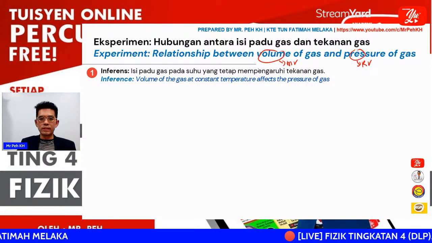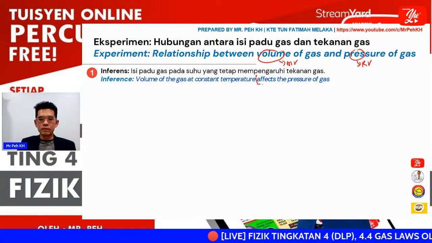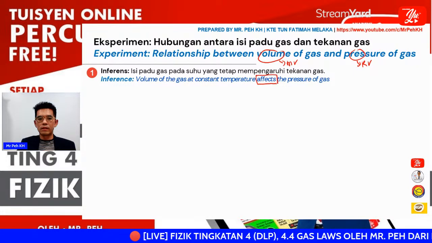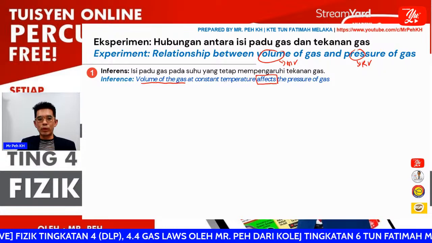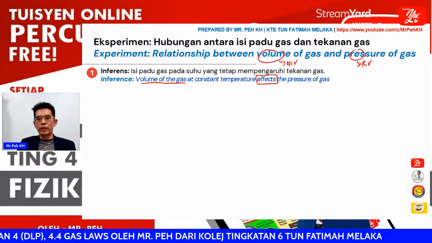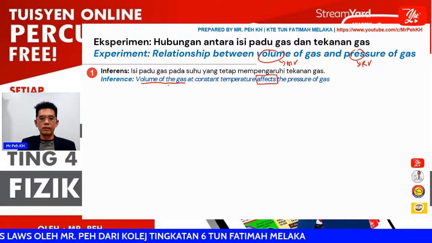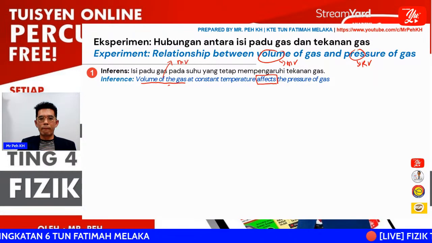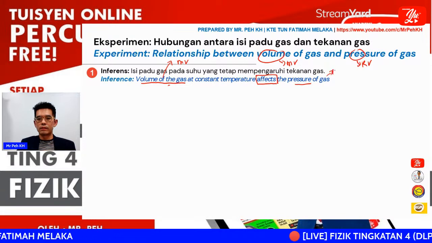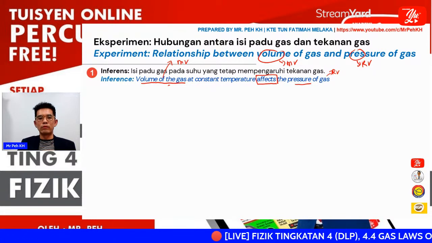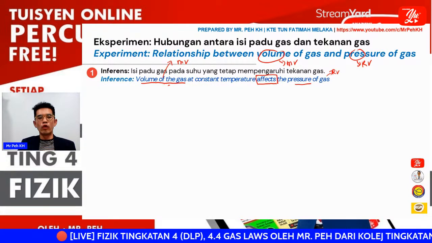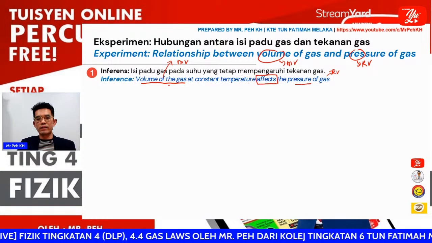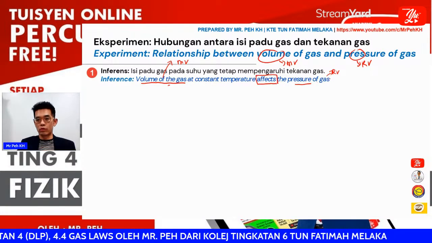So we'll be using the same method. The effect will be here. So volume of the gas at constant temperature affects the pressure of gas. So here will be the MV. Here will be the RV. Okay, sometimes we actually do not mention the constant variable also. No problem. You can just give volume of gas affects the pressure of gas, also correct.